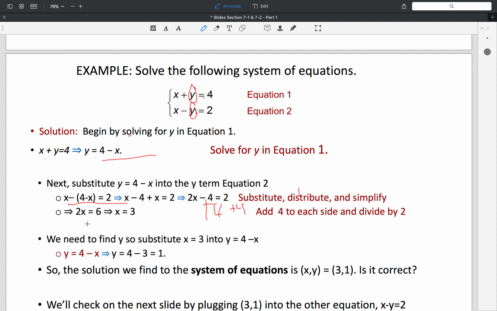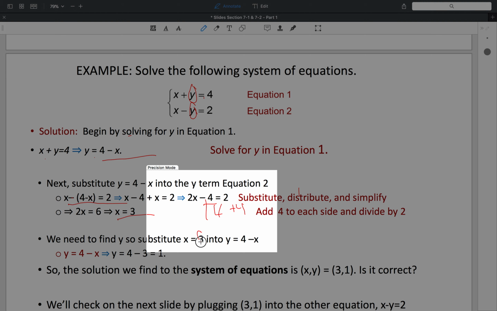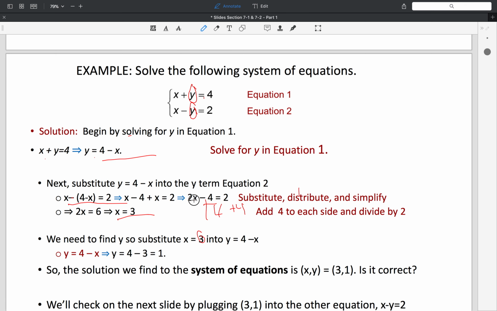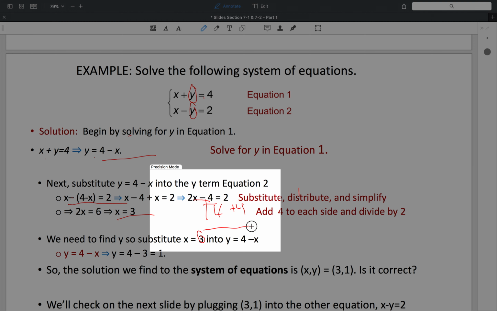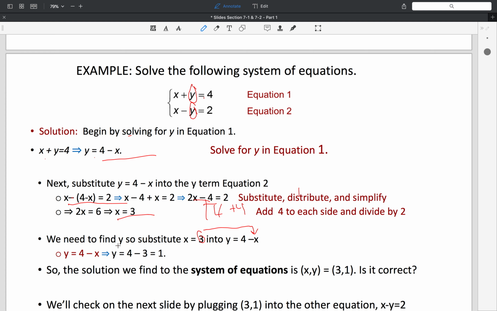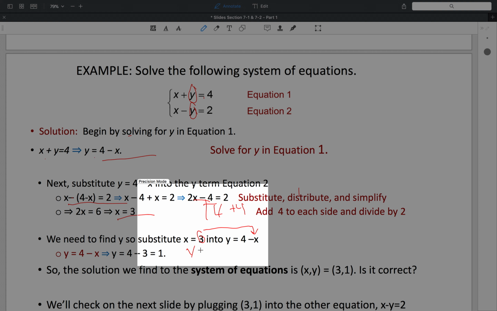And then I get 2x minus 6, divide by 3, and I get x is equal to 3. So I know that that's one of the answers, x equals 3, and now I have to find y. To do that, I'm going to plug this 3 into this x right here, and then I'll just solve for y easily. I do that down here. y is 4 minus x, y is equal to 1. So we get y is equal to 1 over here.